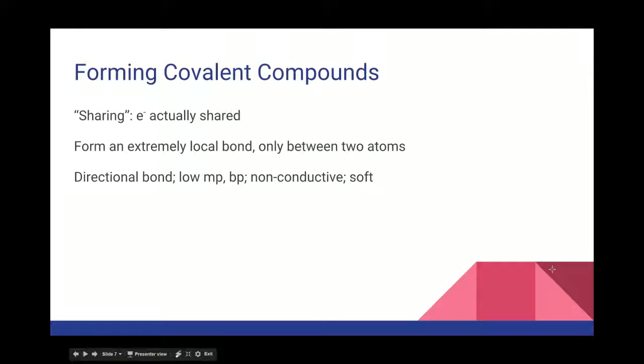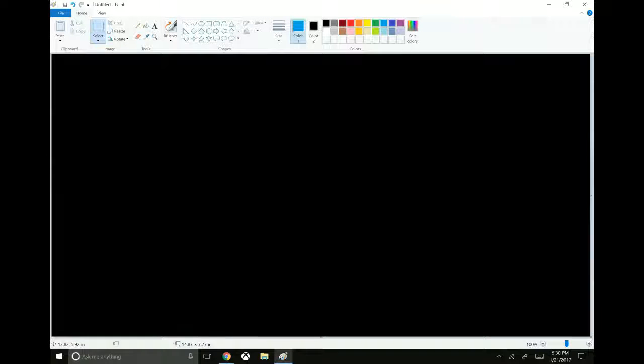All right. So because covalent compounds have these very local bonds, they have different properties from ionic compounds. Okay. The bond is directional, like I said. It's from one atom to another atom. They have very low melting point and boiling point because whereas your ionic compounds have these networks that are held together by these non-directional bonds. Okay.